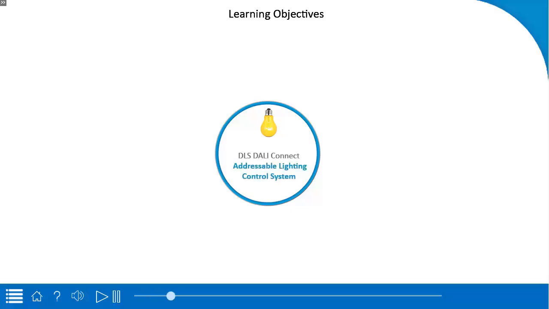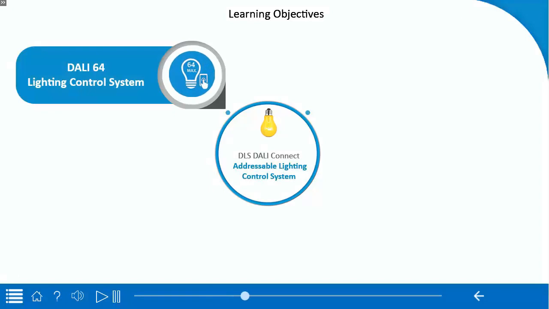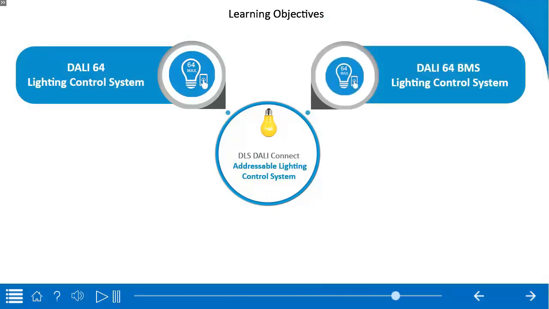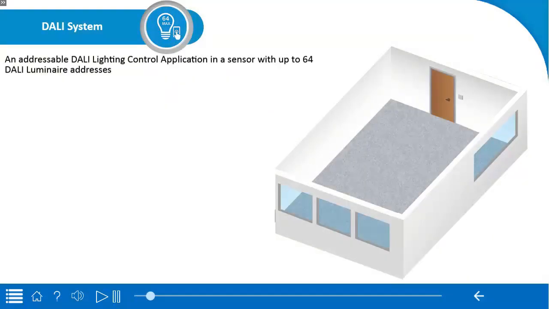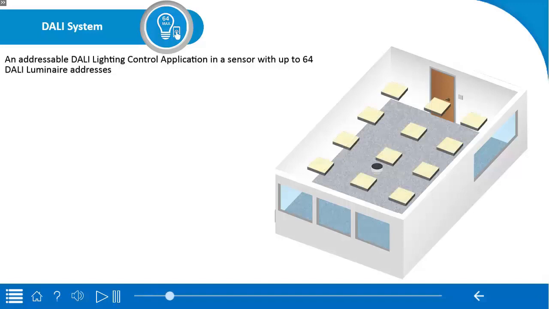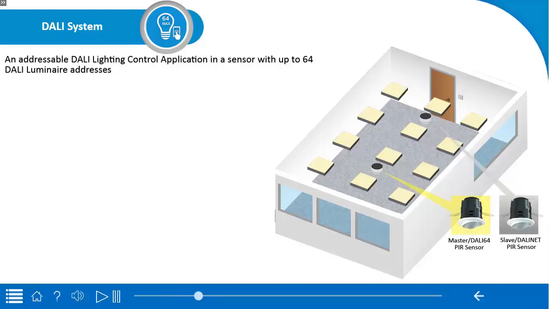At the end of this module, you'll understand the principles of the Dali64 lighting control system. Understand the principles of the Dali64 BMS lighting control system. The Dali system is ideal for education and commercial office space with exposed soffits. The control of lights can be provided via a master PIR sensor and additional slave PIR sensors, DaliNet.